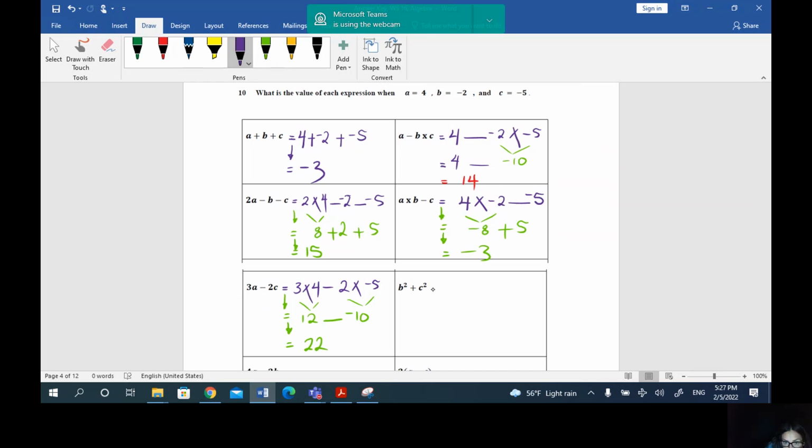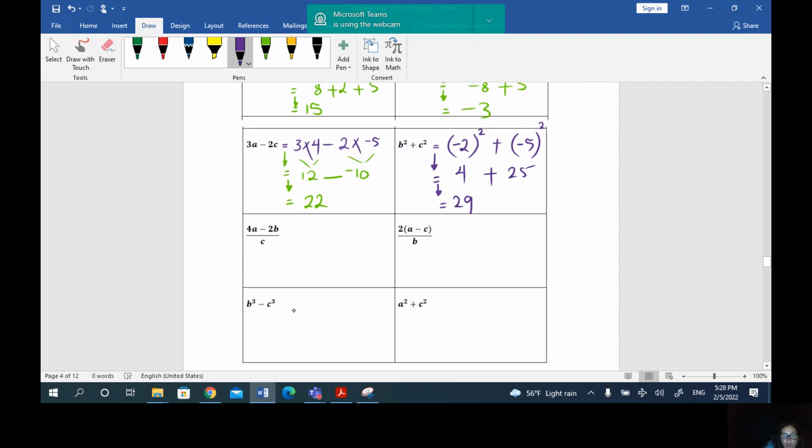If we have b squared plus c squared, open a bracket, squared, plus squared. What is b? B is -2. What is c? -5. So -2 to the power of 2 is 4, plus -5 to the power of 2 is 25. 4 plus 25 is 29.